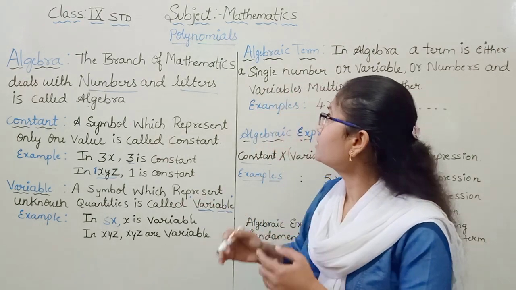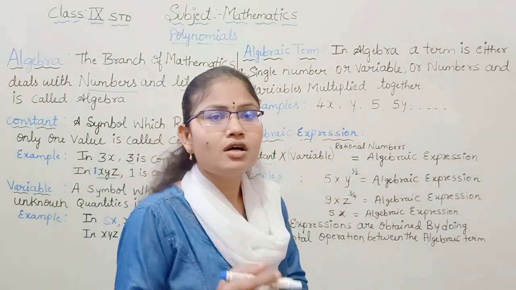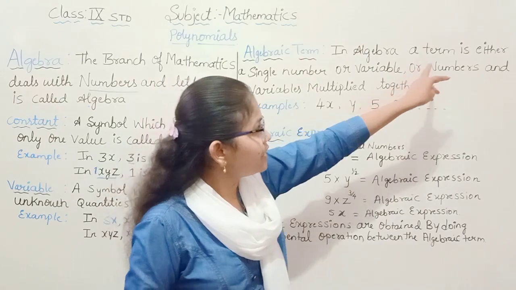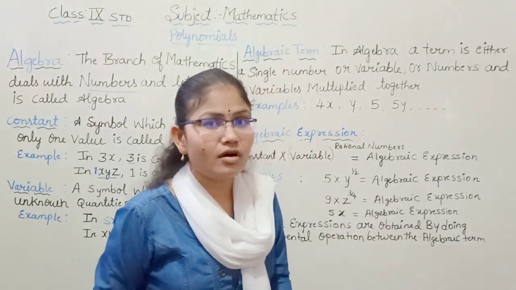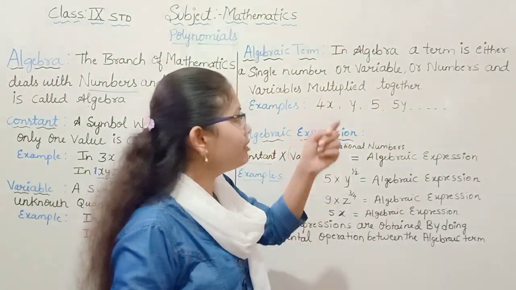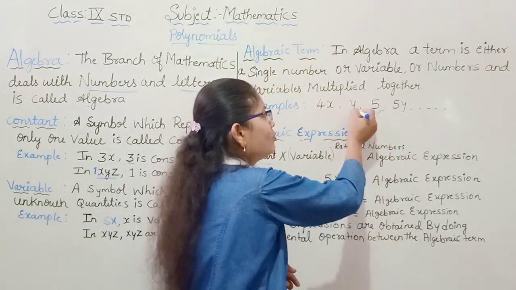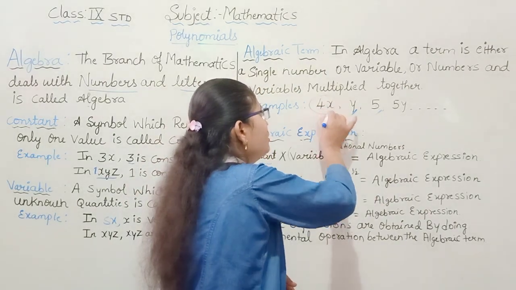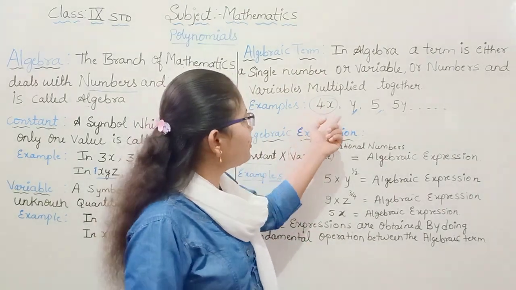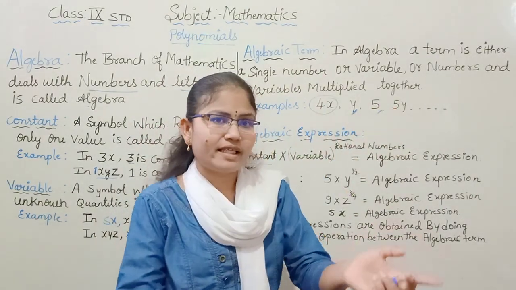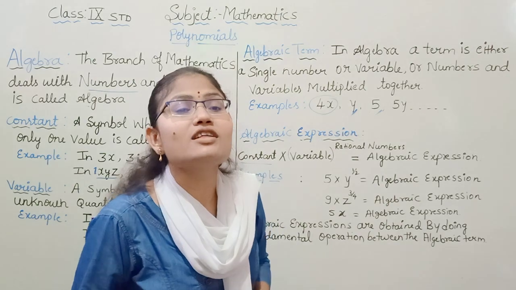Next in algebra, the next thing you are going to learn is the algebraic term. An algebraic term is, in algebra, a term that is either a single number, or a variable, or numbers and variables multiplied together. Sometimes only a number, only a variable, or a number with a variable we call an algebraic term. For example, 4x, y, 5, 5y, etc. These are called algebraic terms.